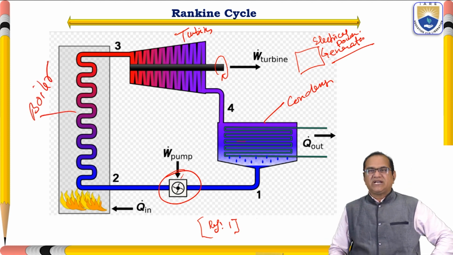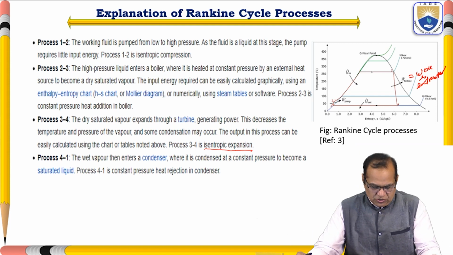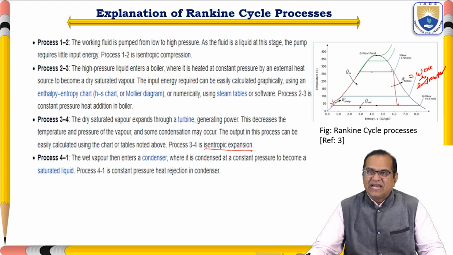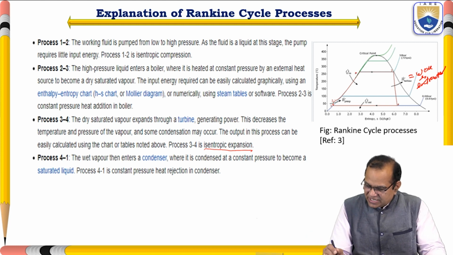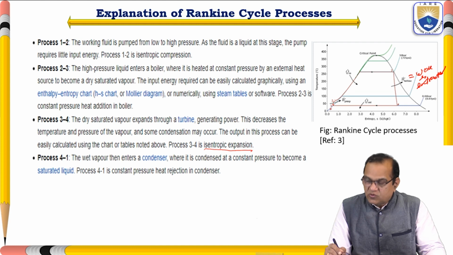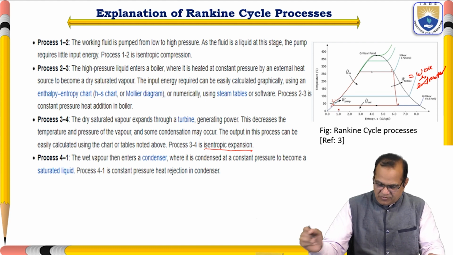This is all represented in the Rankine cycle. So the wet vapor then enters a condenser where it is condensed at a constant pressure to become a saturated liquid. So here, if you see, process 2 to 3 is a constant pressure process, and 4 to 1 is also a constant pressure process.